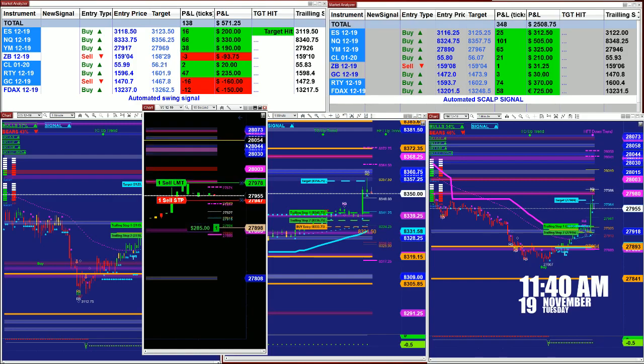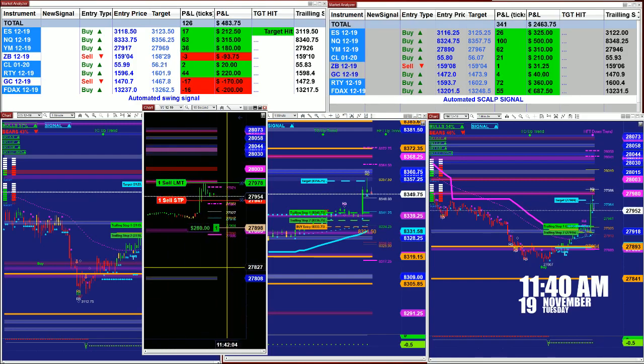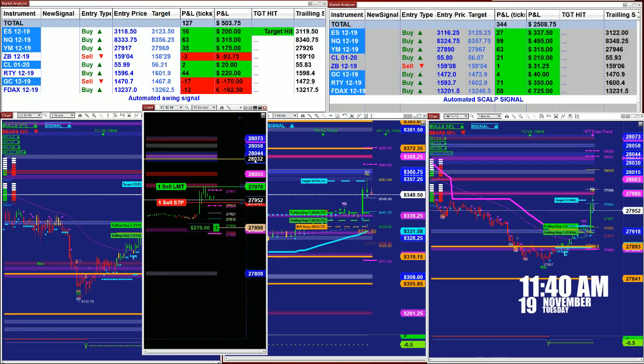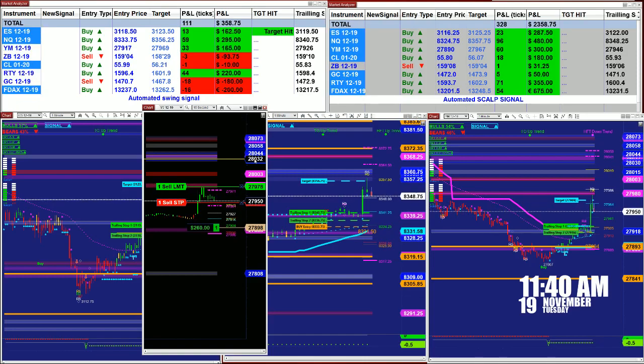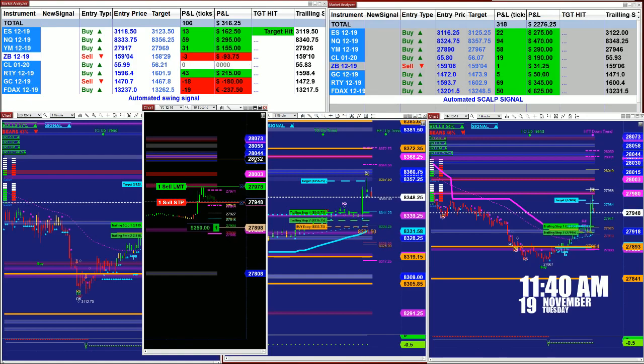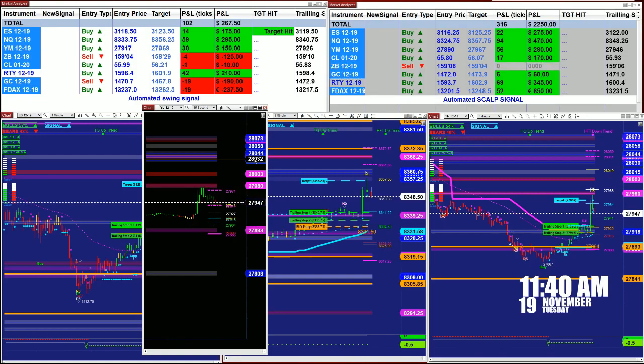And we still have one more trade on the zone, and sold.